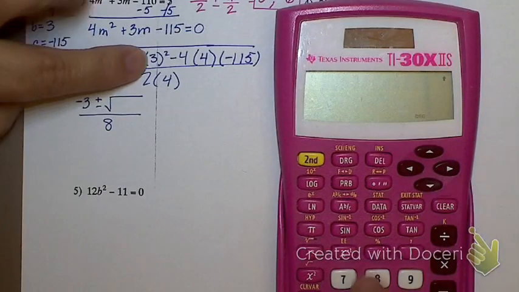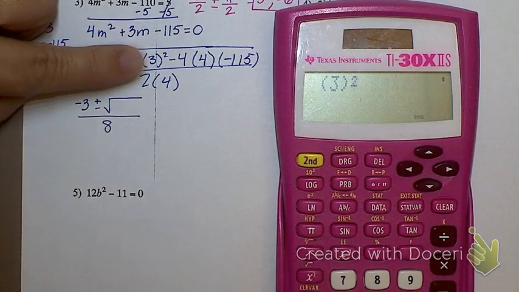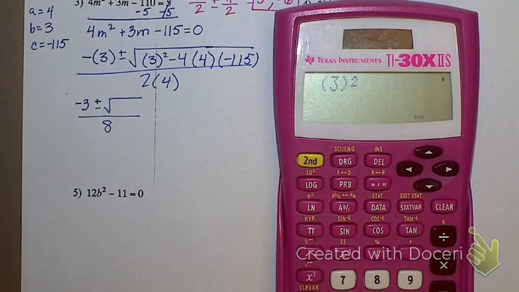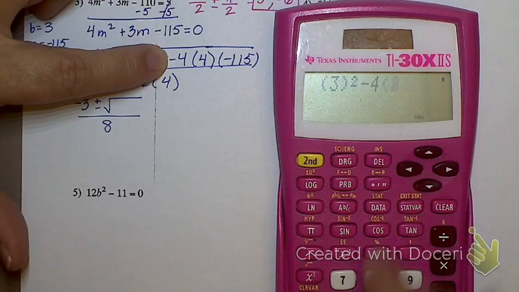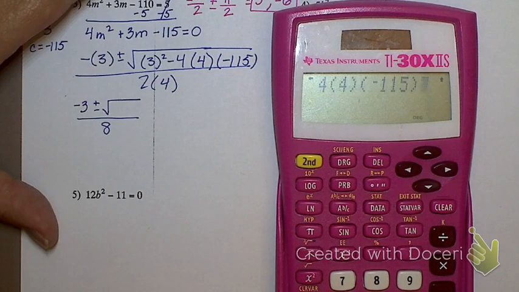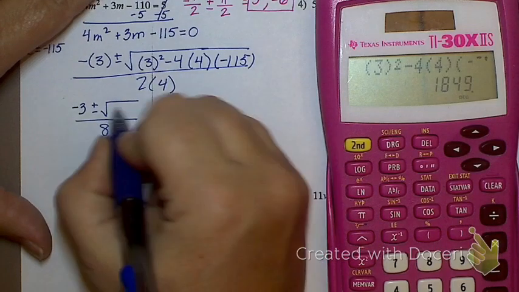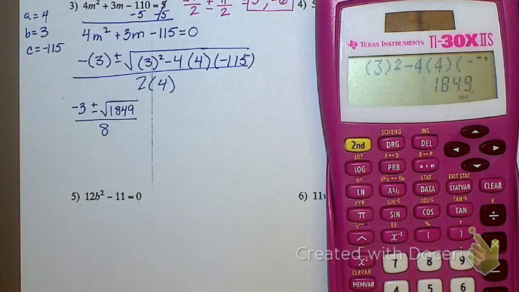You ready? Yeah. Parentheses, 3 squared. By the way, do you notice when I'm doing the calculator part, I'm not putting the radical into the calculator at all? Yeah, I know. Okay? Make sure you're not doing that yet either. Minus 4, parentheses 4, parentheses negative 115. Another big number. 1849.